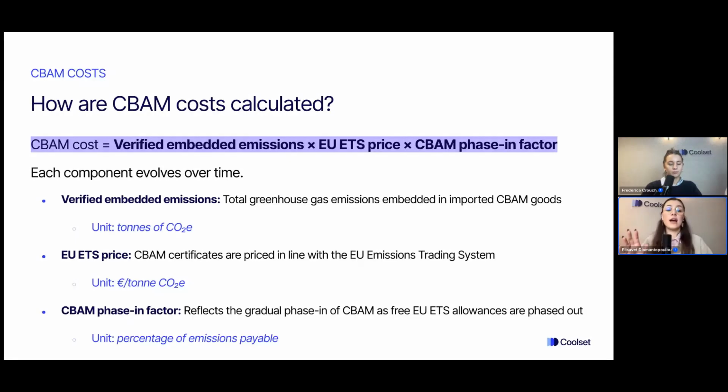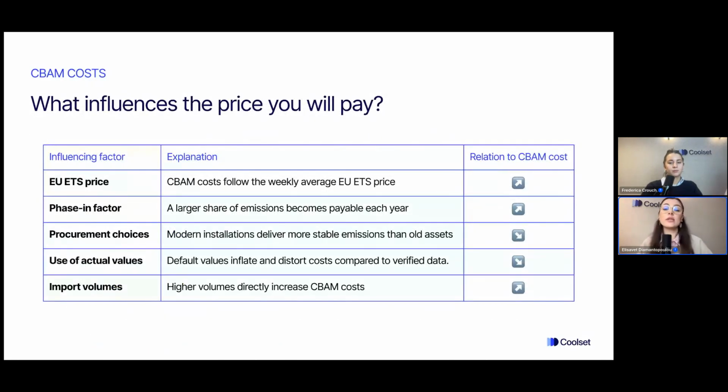I think it's a simple formula, and everything is clear and we already touched upon it. But let us know in the chat if you have any more questions about each of these sections of the calculation. What I wanted to spend more time on is to see how each one of these factors influences this cost.